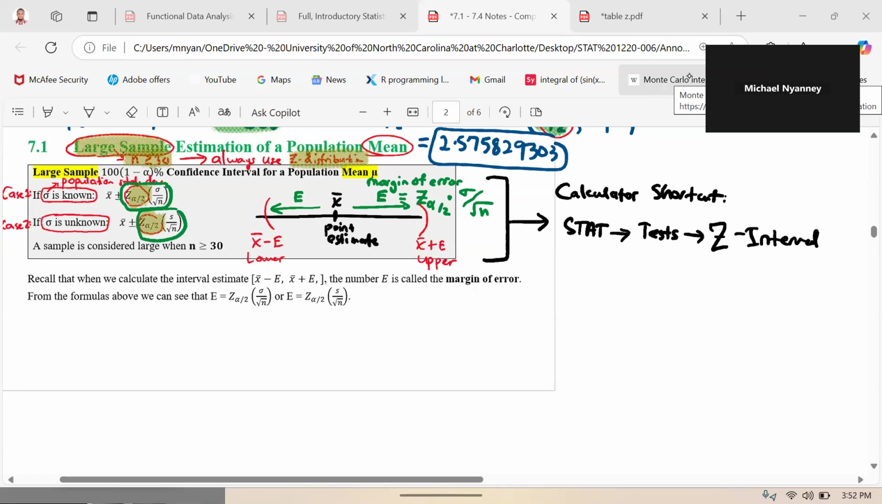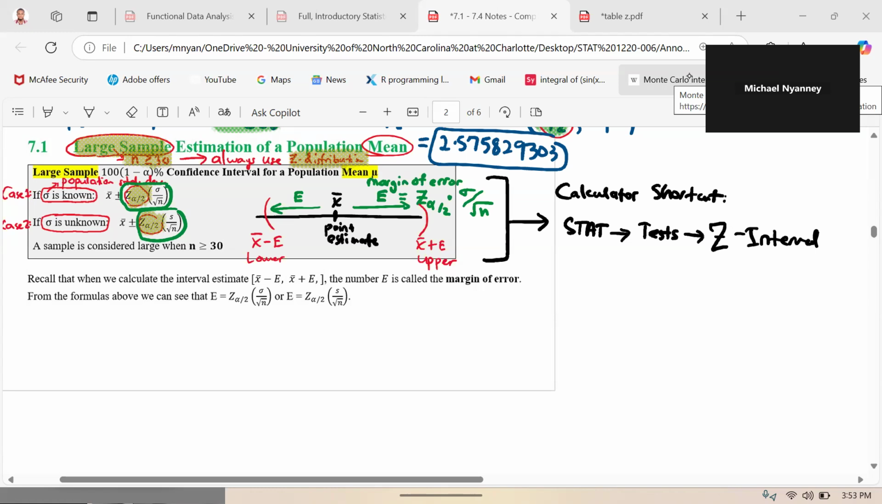All right, so we are continuing with 7.1, large sample estimation of the population mean. We want to get an interval estimate for our population mean, but in this case we are focusing on large samples. If we are focusing on large samples, it implies that we are dealing with the normal distribution, so we are going to use Z alpha over 2. The Z alpha over 2 was what we did in our introduction.